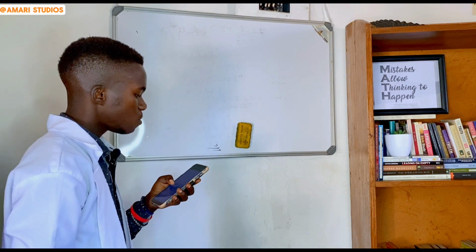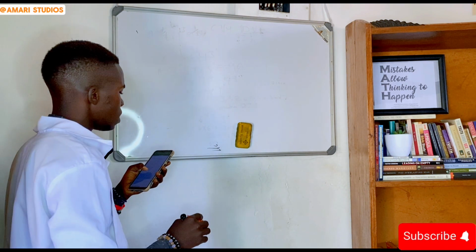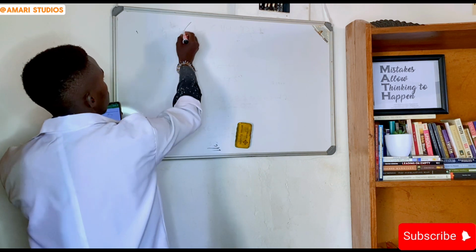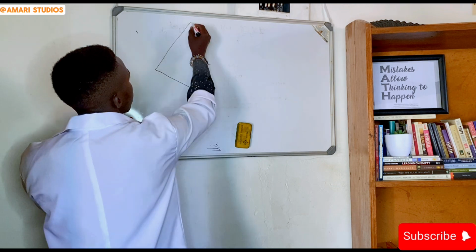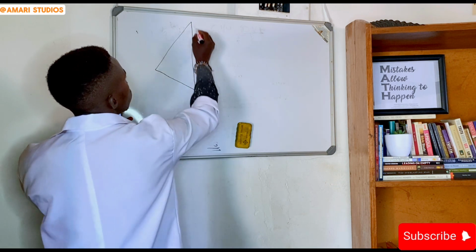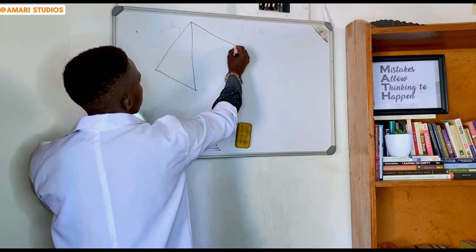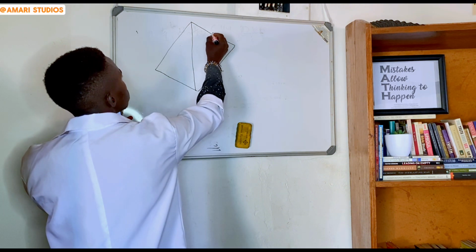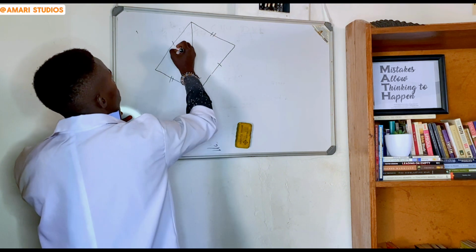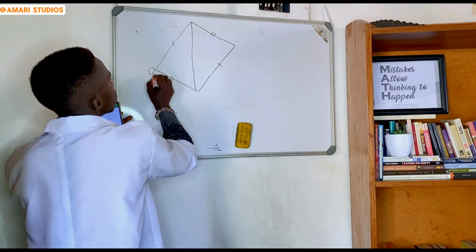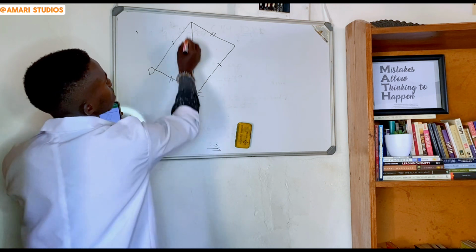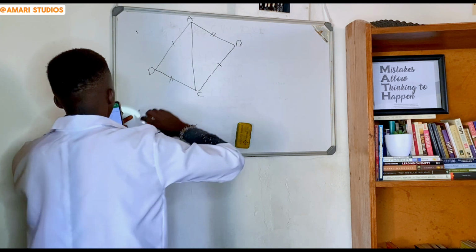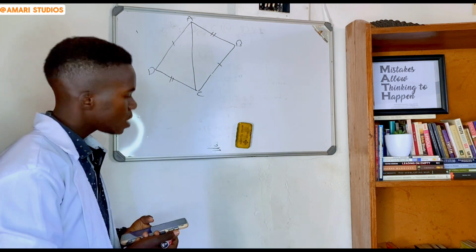In the following diagram, triangle ABC and triangle ADC are congruent. Take note of that word, congruent. We have a triangle and then another triangle there. So that is my D, that is my C, that is my A, and that is my B.